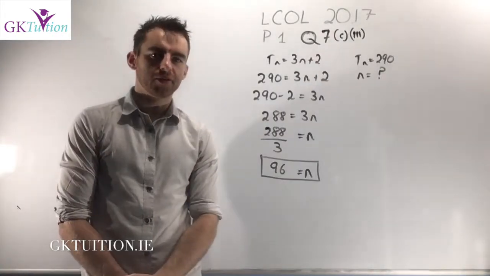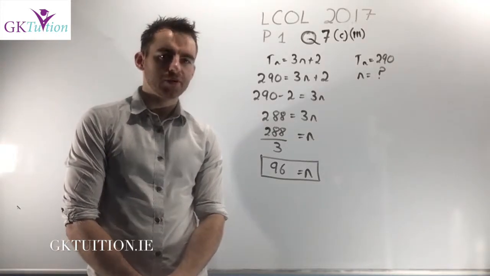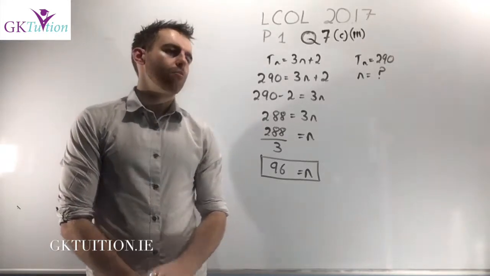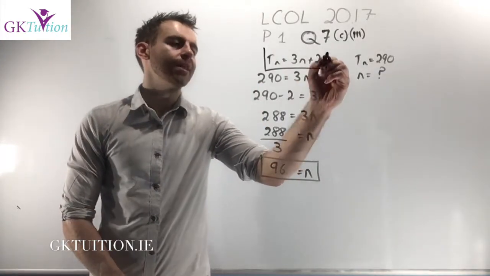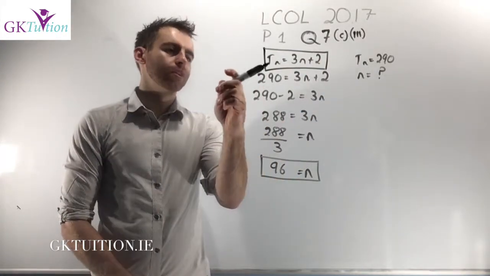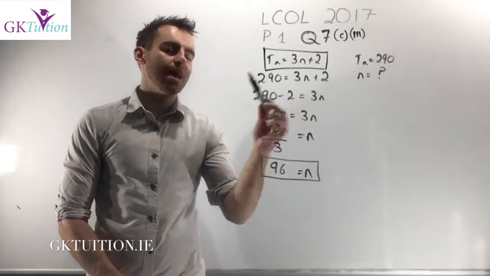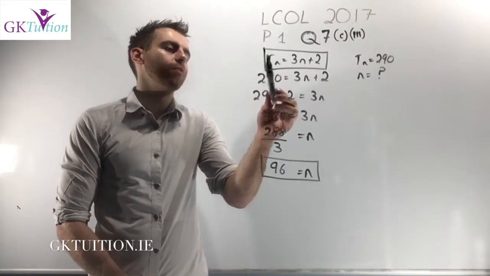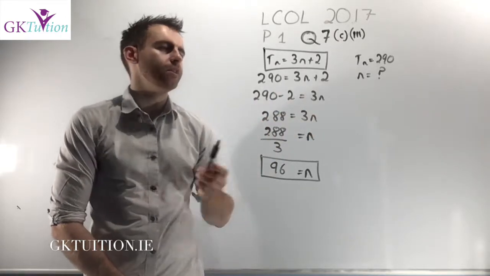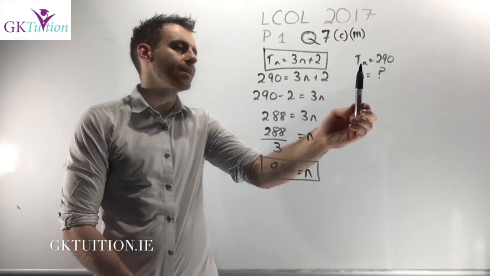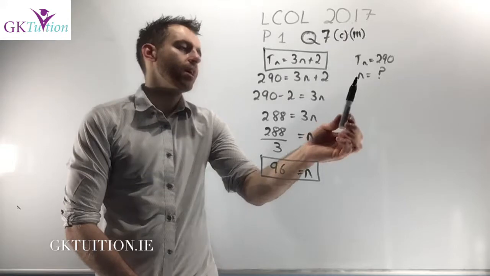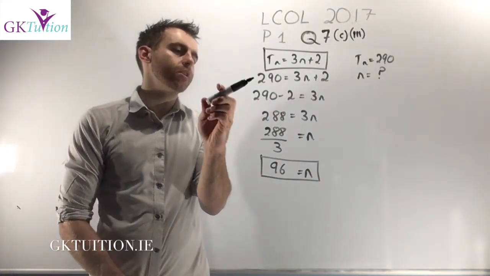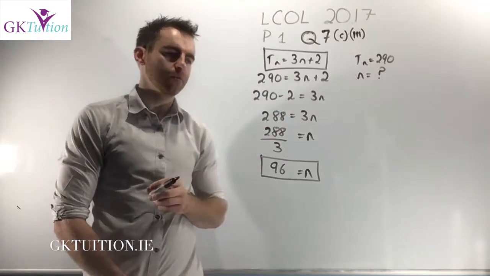In C part 3, it asks me to figure out which pattern has exactly 290 tiles. Remember, we can use our formula Tn equals 3n plus 2, where Tn is the number of tiles and n is the pattern number. So if they tell me that I'm looking for the pattern that has 290 tiles, that means I'm subbing in Tn equals 290 and I'm trying to find the value of n. So when I did that, I end up with 290 is equal to 3n plus 2.